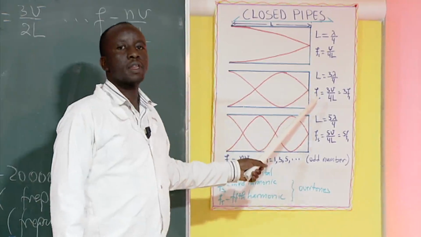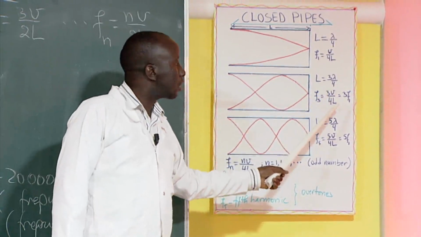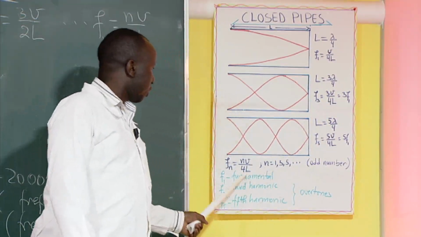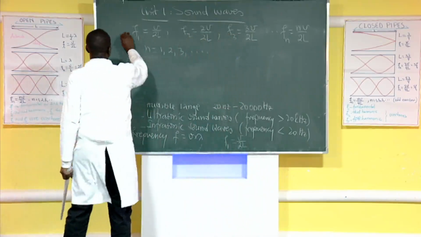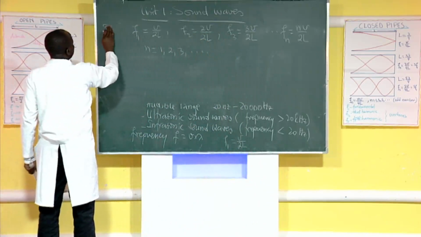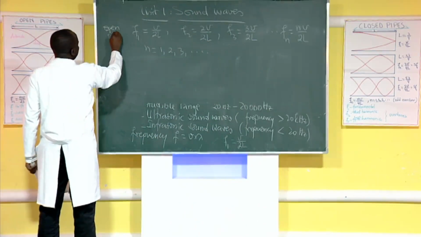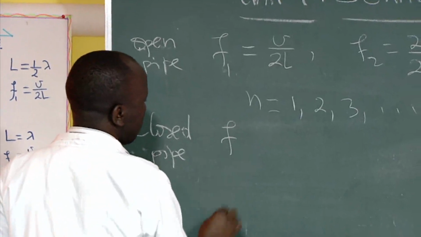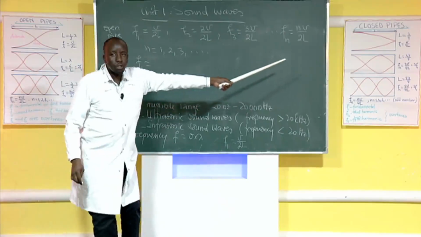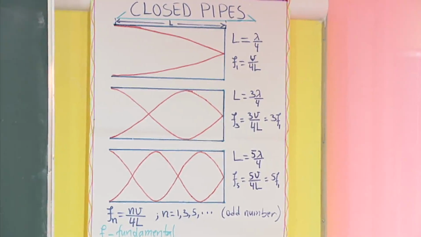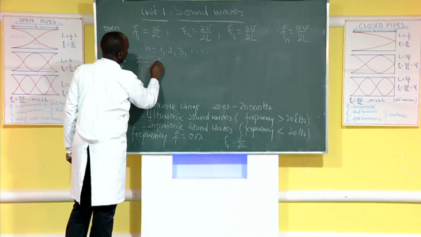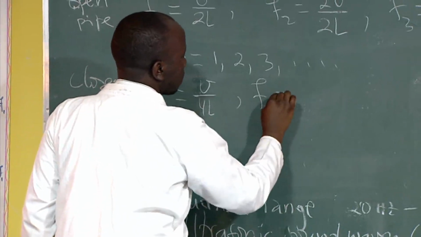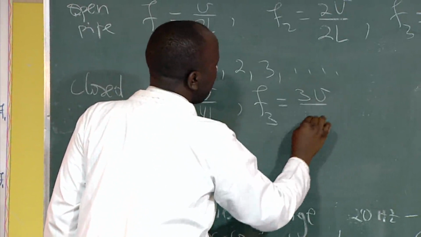So then, F3 is also equal to 3 times the speed over 4L. And in general, this is for the open pipe, and then for the closed pipe, what do we have? Well, F1 equals V over 4L. And then we find F3, which is equal to 3V over 4L.